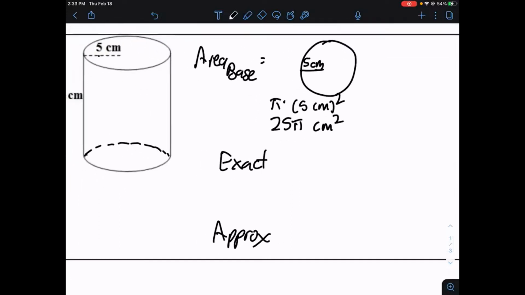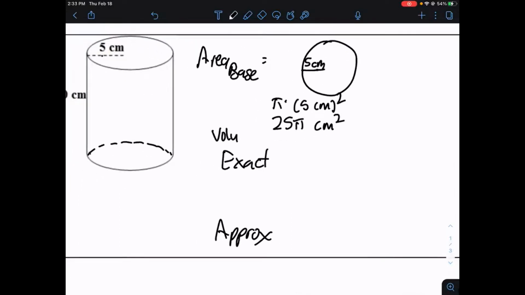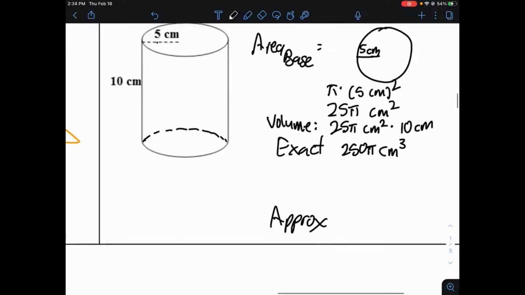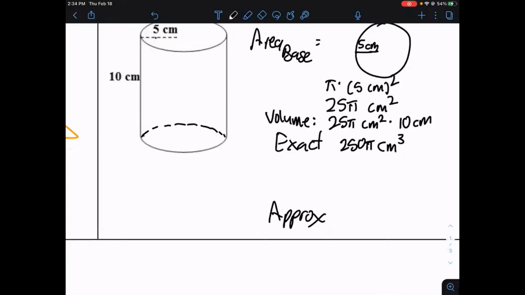Okay, so that's the area, but now the volume, we multiply that 25 centimeters squared by the height. Right, so the height connects the top to the bottom, so that's the 10. So 25 pi times 10, 25 times 10 is 250, and you keep the pi. Centimeter squared times centimeters is centimeters cubed. Okay, and then for the approximation, again, replace pi with 3.14. So again, the pi symbol goes away.